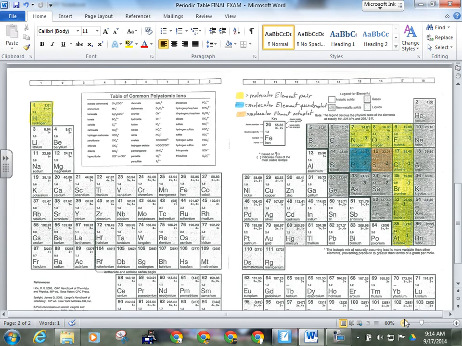I tried to get you guys the color one, but it didn't work out so well. But you can see that they are shaded a little bit on yours because I printed it in black and white. So here's what you need to know. The ones that are in yellow here are molecular elements. Actually, all the ones that are colored are molecular elements. It means that when they are by themselves, they are a molecule, not single atoms.